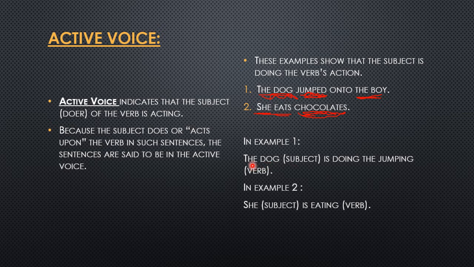Let me tell you further. In example 1, the dog is the subject and it is doing something. It is doing the jumping, and jump is the verb. The one who is performing an action, who is doing something, is called the subject. In example 1, the dog is performing an action. In example 2, she is the subject and eating is the verb. Who is eating something, who is performing an action? The subject, and the subject is she.